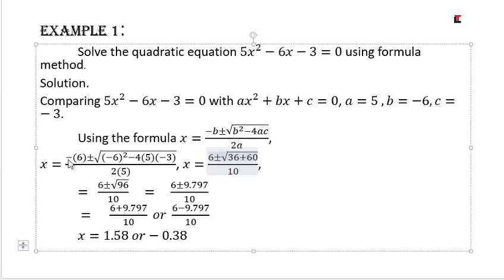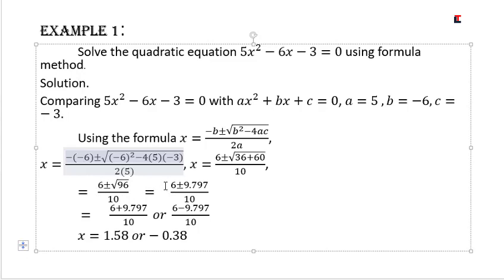Here, don't forget, it is supposed to be minus, minus 6. Minus times minus will give me plus, so I will have 6 plus or minus root. Minus 6 squared will give me 36. Minus times minus will give me plus, 4 times 5 will give me 20, times 3 will give me 60. That equals 6 plus or minus root 36 plus 60 will give me 96, divided by 2 times 5, which gives me 10.